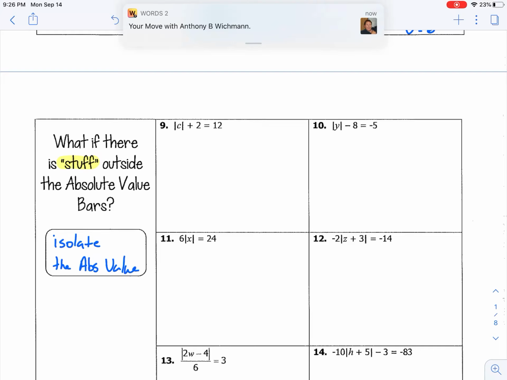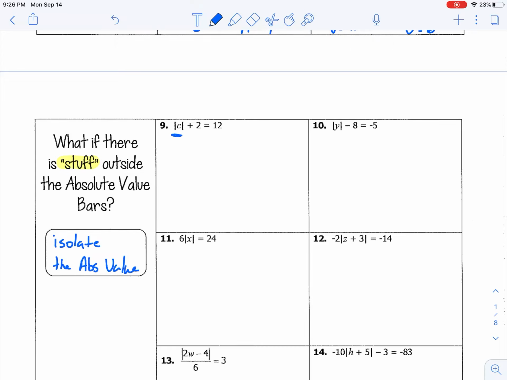So in this case, my absolute value is going to be C. Here's my absolute value. I need to isolate it, so I'm going to get that yellow mark all by itself. We need to subtract the 2 over first. Now we're left with the absolute value of C is equal to 10. And now we have exactly what we had on the front side. I needed some number that's 10 units away from 0. Well, I know that 10 is 10 units from 0, and I also know that negative 10 is also 10 units from 0.